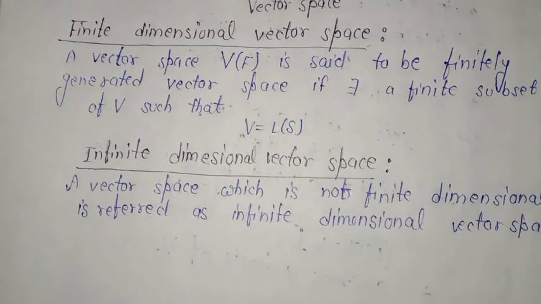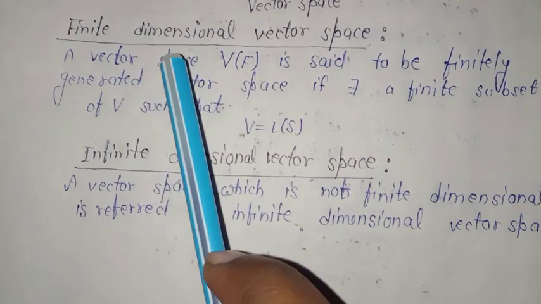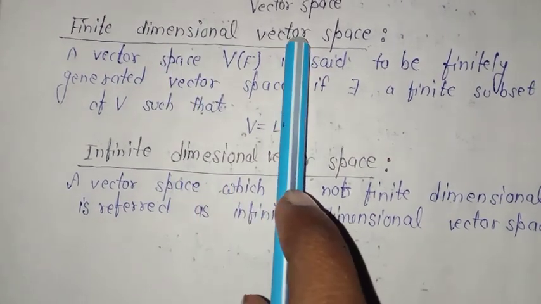In our last video, we were discussing the definition of the linear sum of two or more subspaces. Today we will discuss the dimension of a vector space, but before that we need to discuss finite dimensional vector spaces and infinite dimensional vector spaces. So the definition of a finite dimensional vector space is as follows.